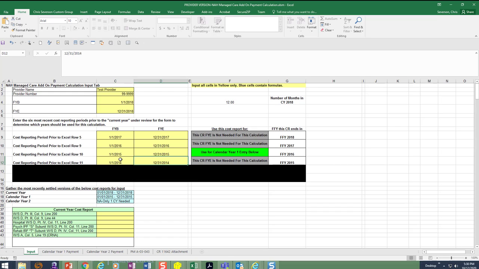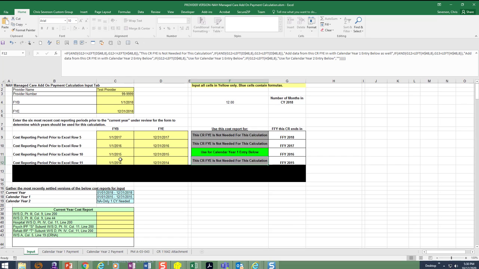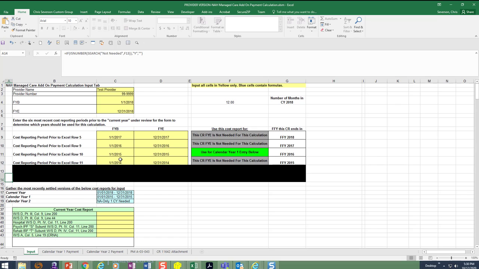And notice right off the bat, it says my next prior year was 2014. As soon as it realizes that the next cost reporting period is not going to be needed for this calculation, then it blacks the rest of them out because it knows nothing else could possibly be needed for that. So that's one example.